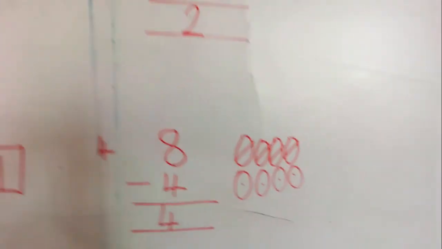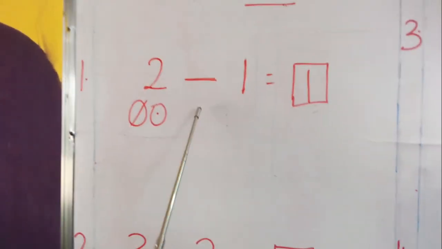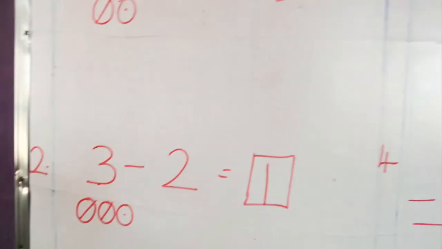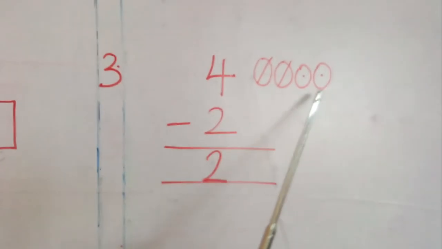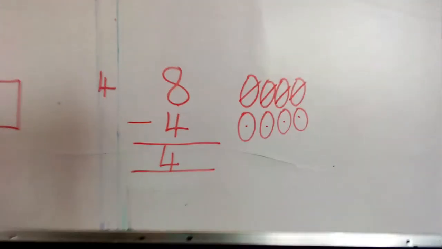This one is subtracted horizontally. You can see number 1 is horizontal. Number 2 is horizontal. Number 3 is vertical. Number 4 is vertical. Beautiful.